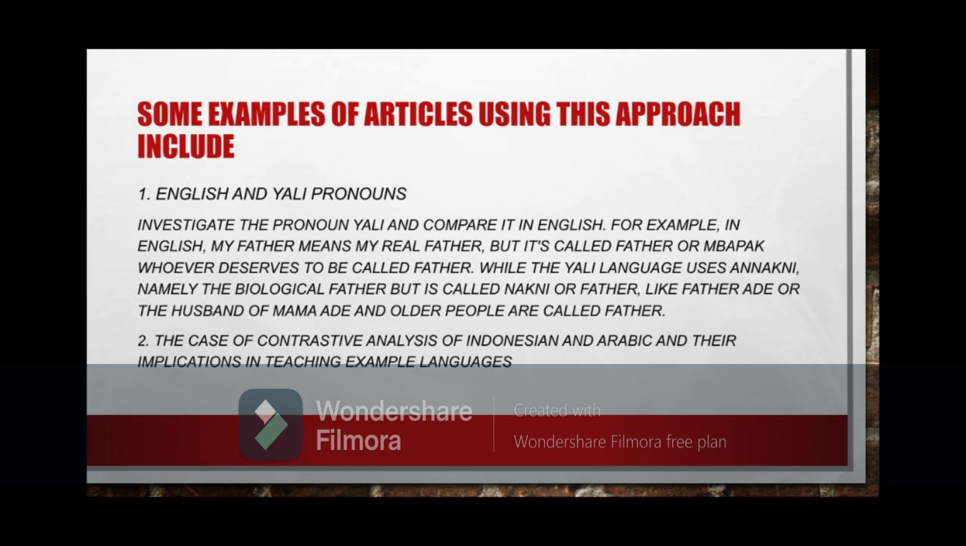However, the implication is different when the contrast is done in the way the student processes the trait or language behavior. That's all.